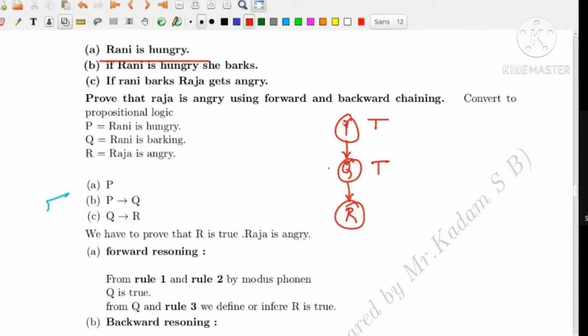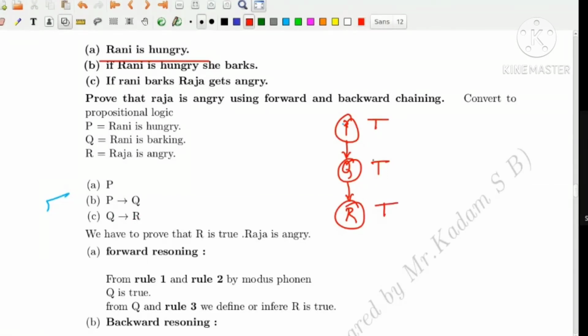We have proved that as the truth is implying something, Q is true. The next, I have to prove that R is true. So I have rule number 3, that is Q implies R. As Q implies R and Q is true, by using the modus ponens theorem, we can say that the true thing is implying R, which means R is also true.